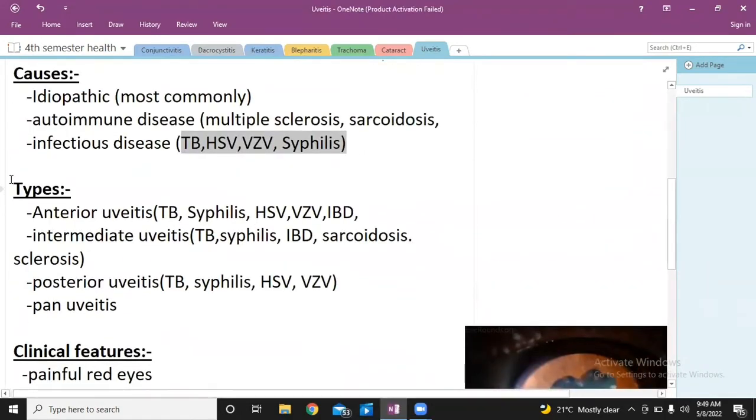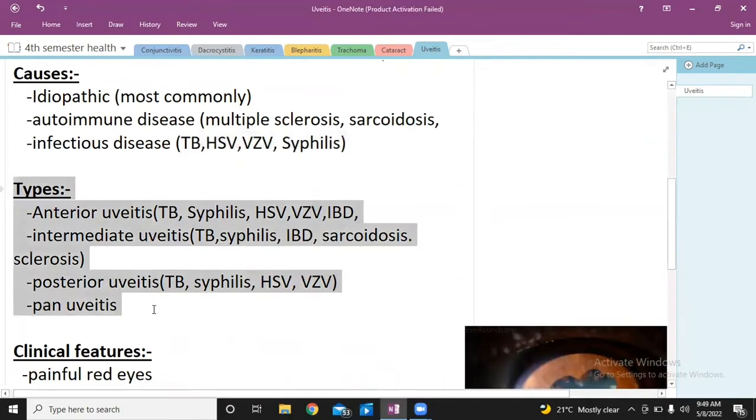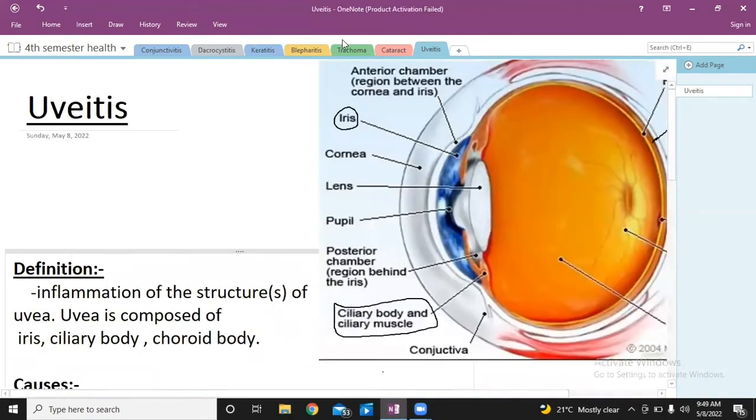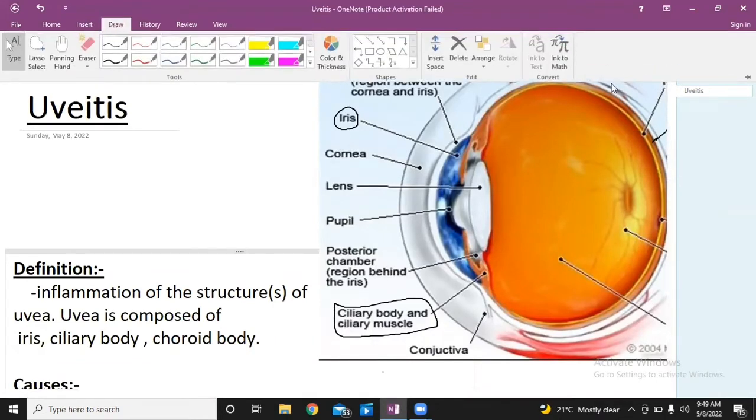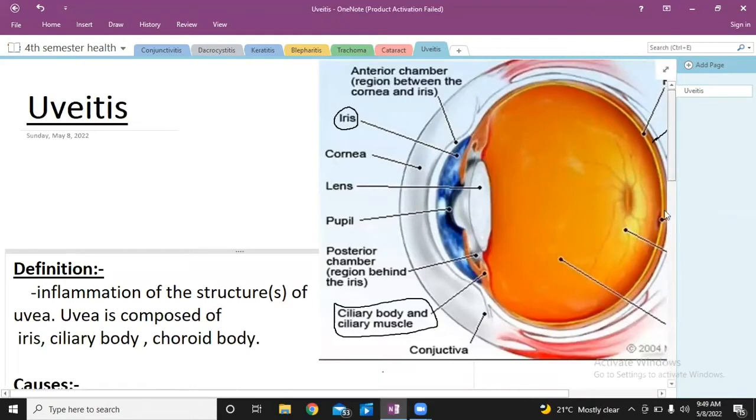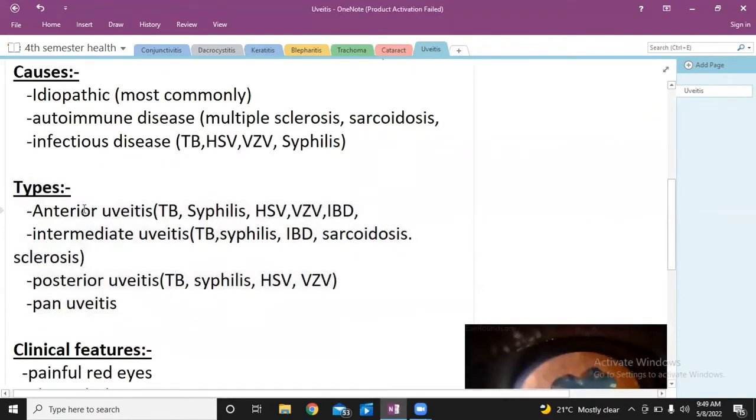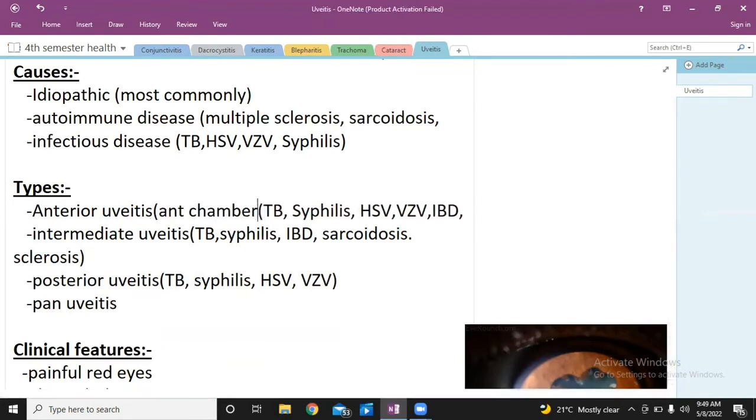Now, how do we classify uveitis? There are actually four types of uveitis, and all of these are classified based on the location where the inflammation is occurring. So first, there is anterior uveitis. Now, what is anterior uveitis? Anterior uveitis is the inflammation of the anterior chamber.